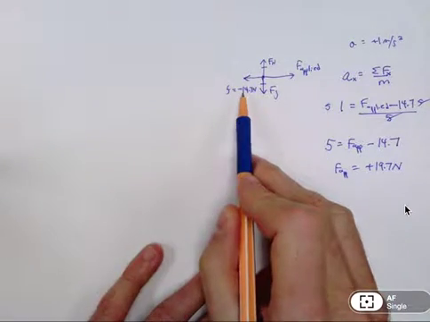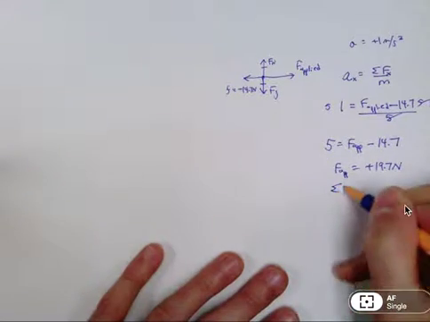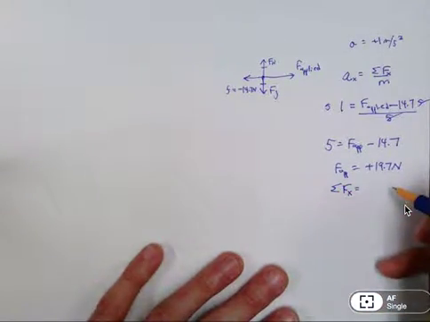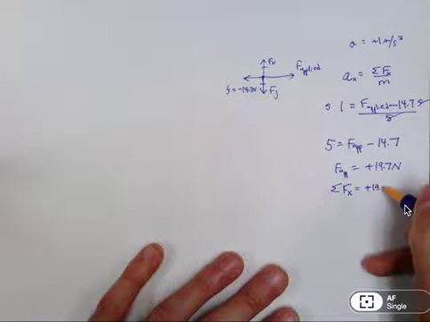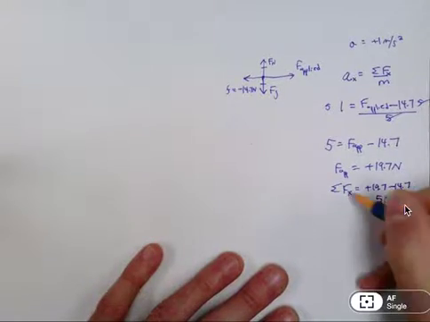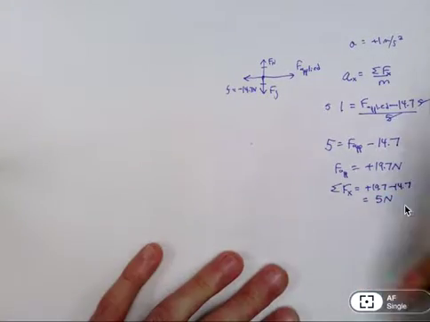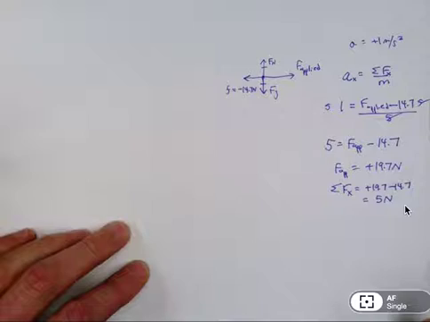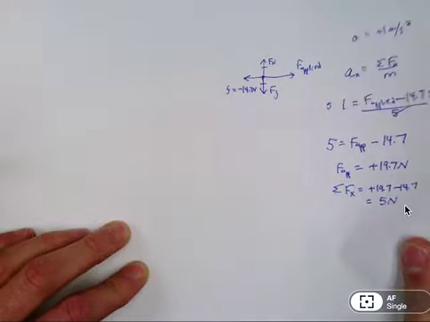The friction force is negative 14.7. If you add up the forces, you get positive 19.7 minus 14.7. And that's 5 newtons. So the sum of the forces is 5 newtons. And of course, the acceleration is given as 1 meter per second squared.